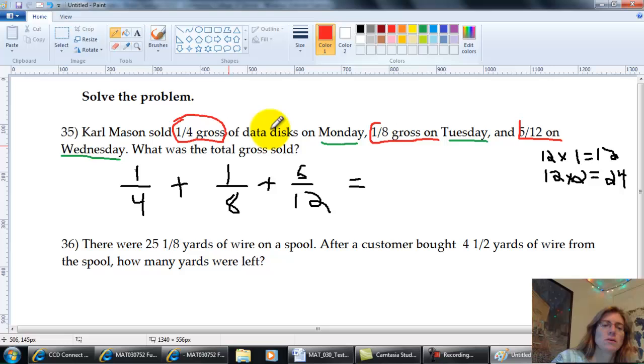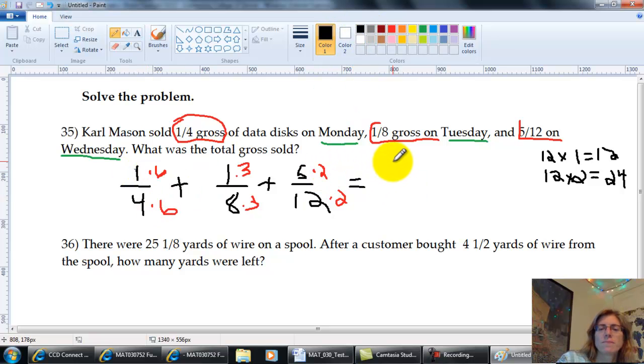So 4 times 6 is 24, so we multiply the numerator times 6. 8 times 3 is 24, so we multiply the numerator times 3. 12 times 2 is 24, and so we multiply the numerator times 2. So let's calculate our new fractions.